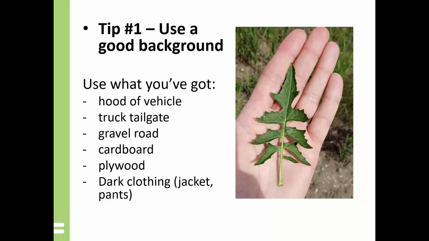So tip number one, we always need to use a good background. A lot of times when you're out on the field, you don't have beautiful backgrounds to use, so you just use what you've got. The hood of your truck, the tailgate of your truck. You can even take it to the road, use a piece of plywood or cardboard that you have in the back. Something that works really well is dark clothing, like a jacket or even your jeans. It should contrast with the plant that you're looking at and eliminate any other distractions, so you can tell exactly what you're looking at.